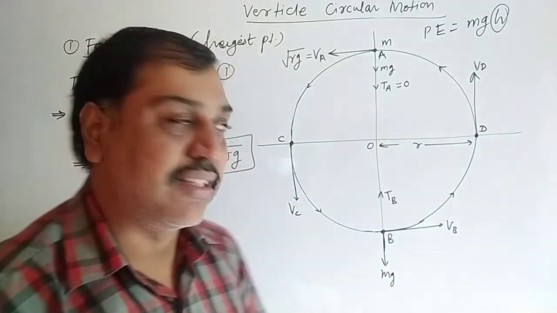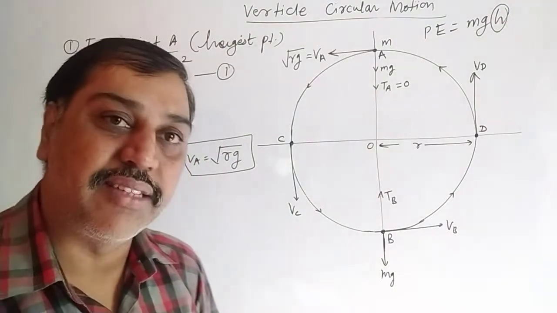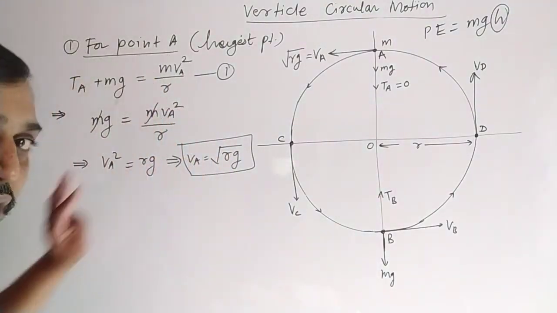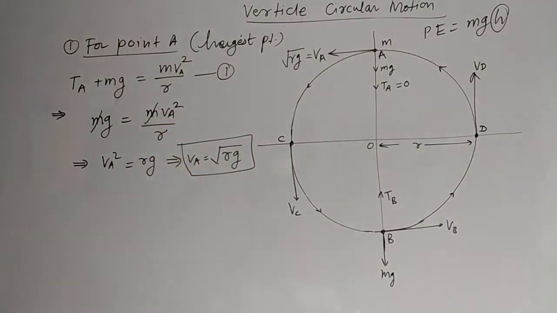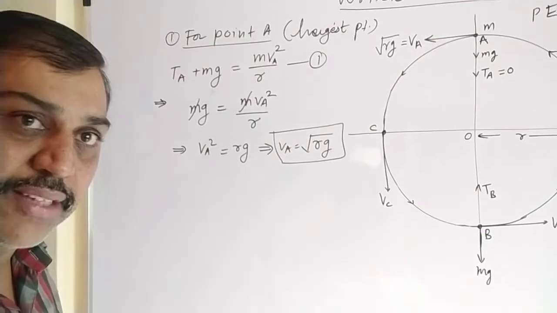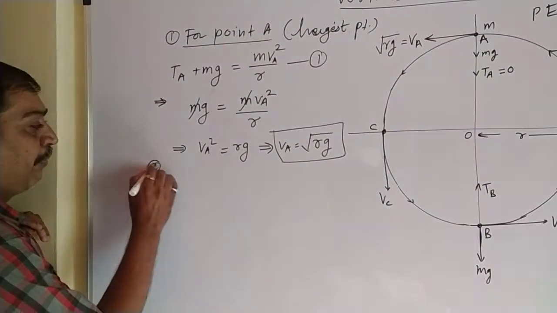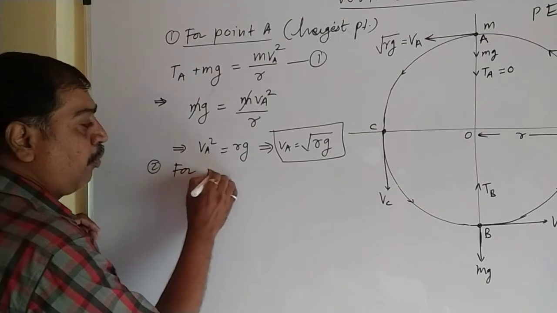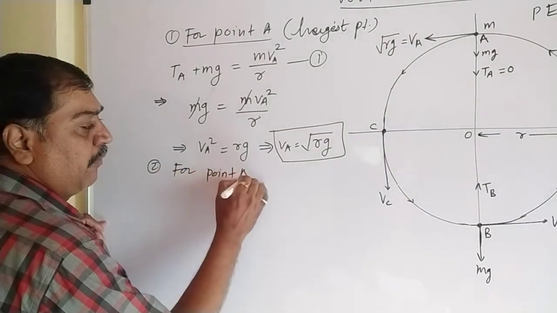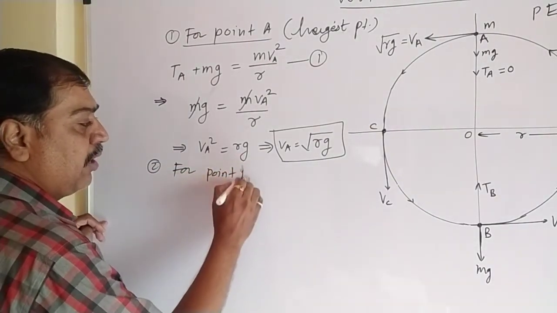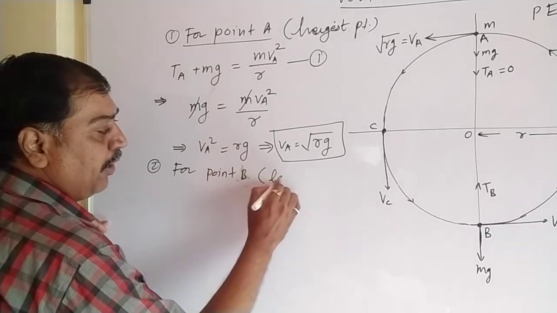Before using this concept, first of all, we have to write some equation as we have written like this. So yes, I will put it here. The second part I will write here. So second, for point B, or it is said to be the lowest point.